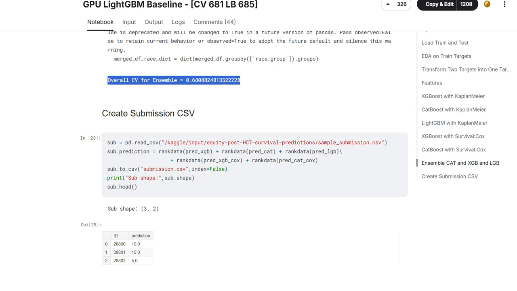Wow, that was a lot. We covered Kaplan-Meier survival analysis, gradient boosting with XGBoost, CatBoost, and LightGBM, Cox Proportional Hazards, feature importance, and ensembling. This notebook is a fantastic resource for anyone interested in survival analysis or Kaggle competitions. I highly recommend checking it out.